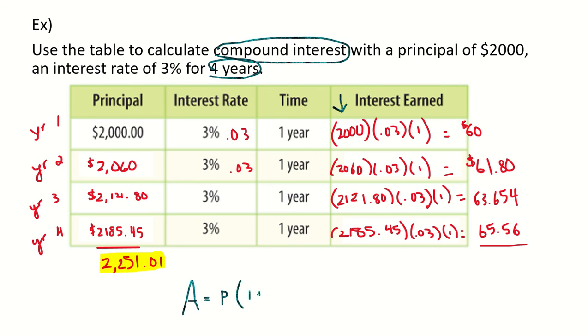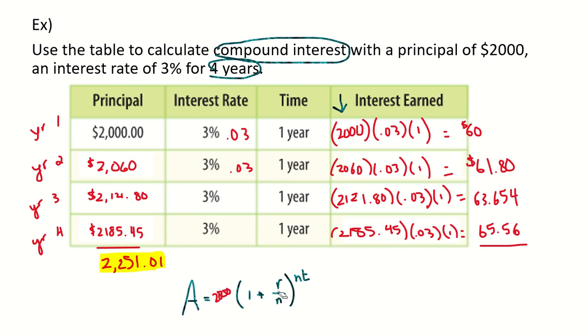And instead of having to do each individual year, you can just plug in and jump straight to the same number in one step. So that's the compound interest formula. You would put the principal right there. You're starting at 2,000.